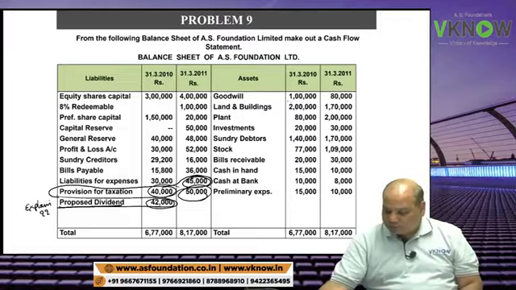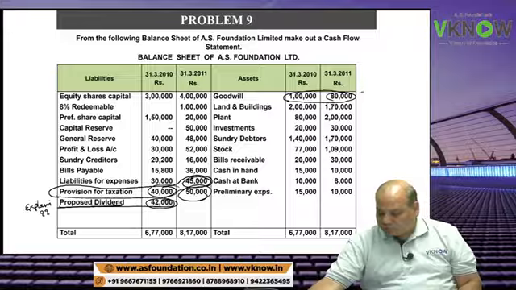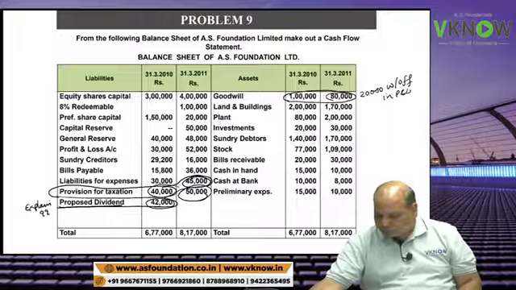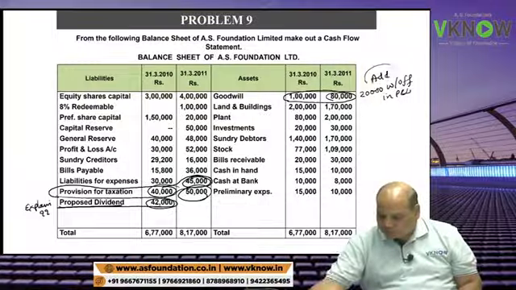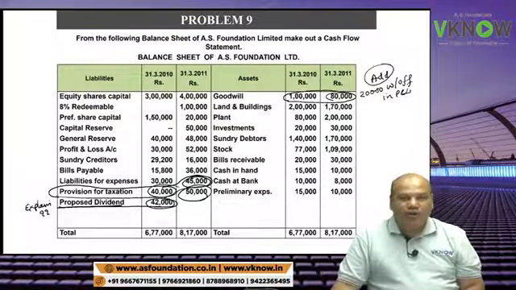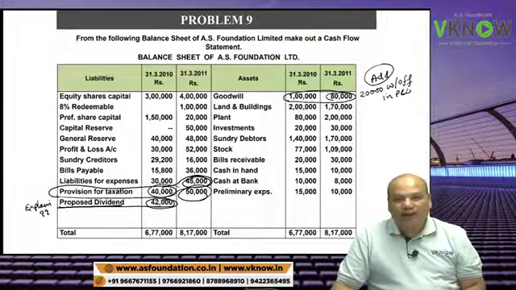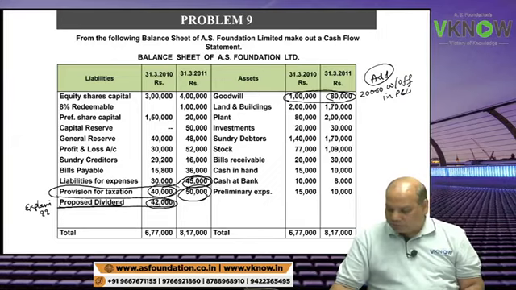Look at goodwill. Goodwill opening is 1 lakh, closing is 80. So goodwill of 20,000 has been written off in the P&L account. Since it is written off in the P&L account, it is a non-cash item. You will add it back to profit.